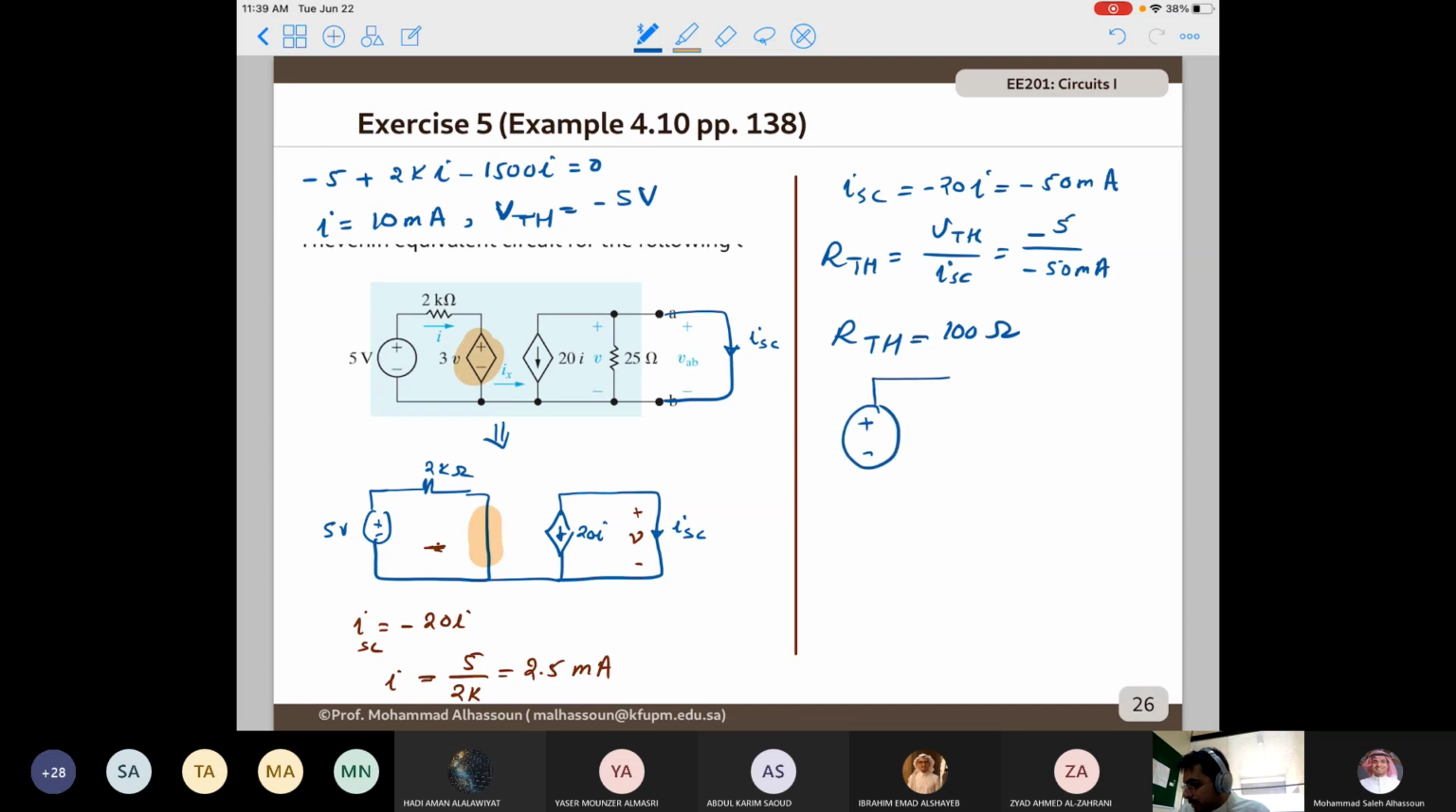So now we're done. We need to draw the circuit. This one is negative 5 volt. This one is 100 ohm. AB. Or if you want to write it this way, you can change the polarity of the voltage. Keep it 5.